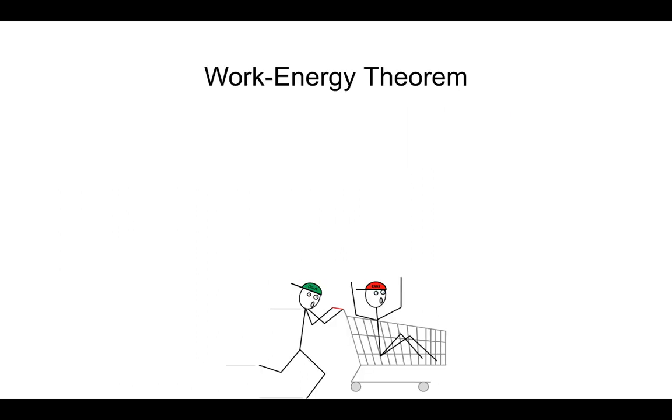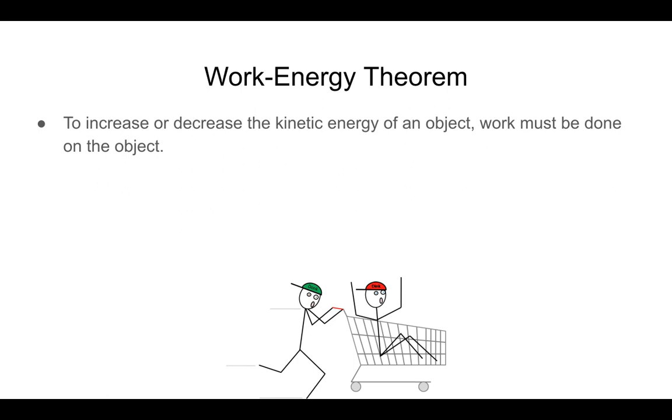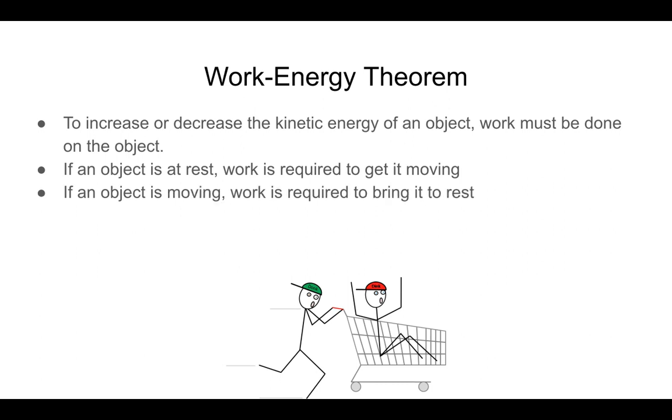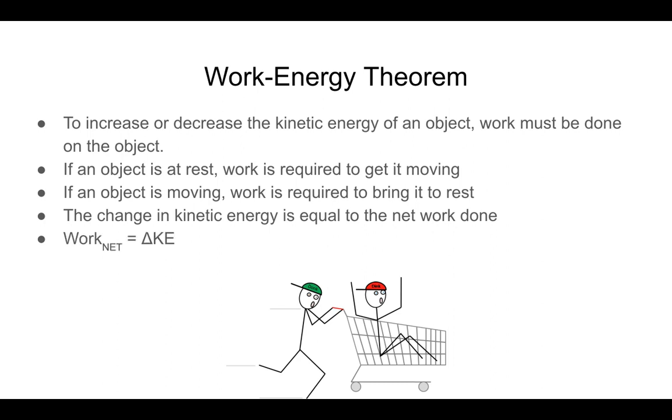Okay, so the work-energy theorem. Like we talked about before, in order to increase or decrease the kinetic energy of an object, work must be done on the object. If an object's at rest, work is required to get it moving. If an object is moving, work is required to bring it to rest. So the change in kinetic energy is equal to the net work done on the system. We talked about this already, but now we're actually going to have an equation for this. So the net work done on the object will be equal to the change in kinetic energy.